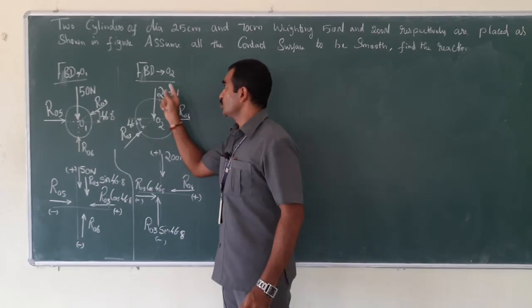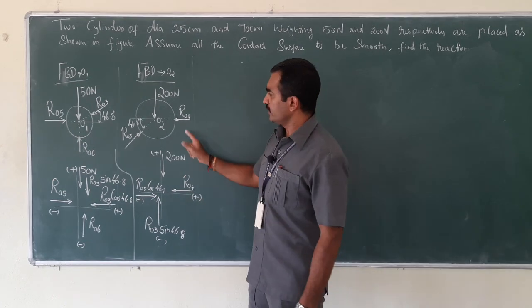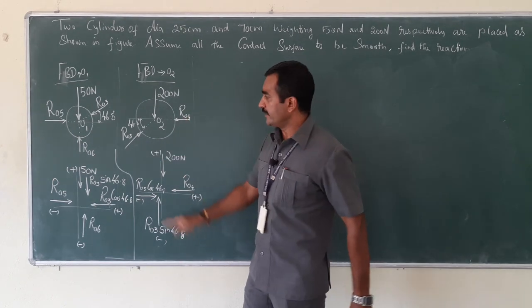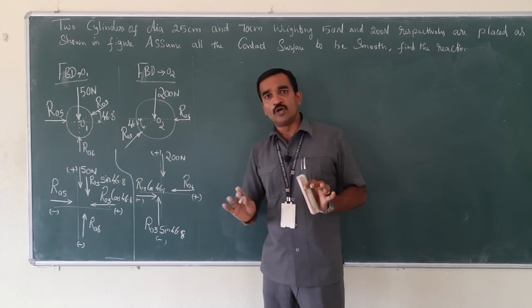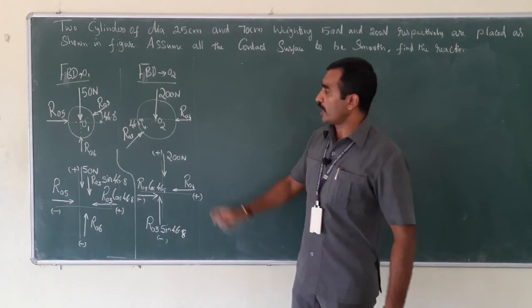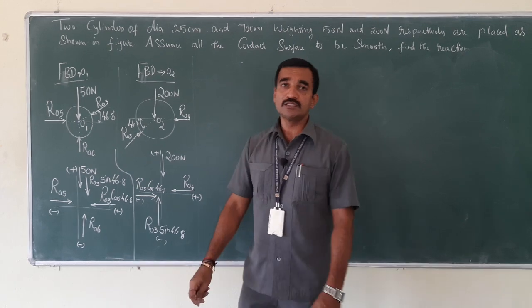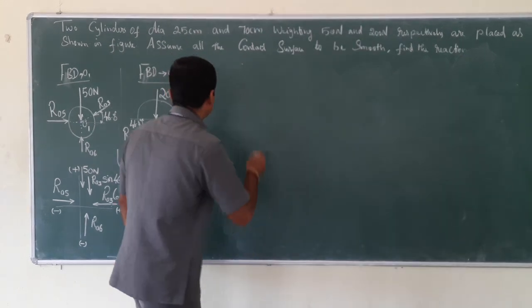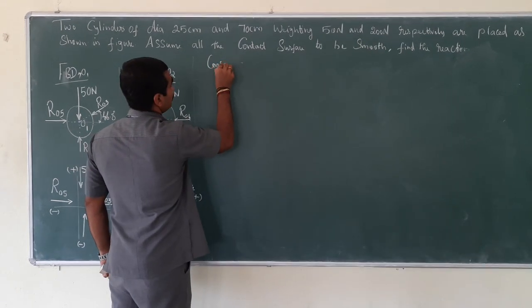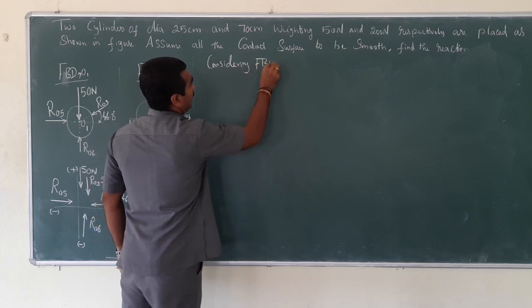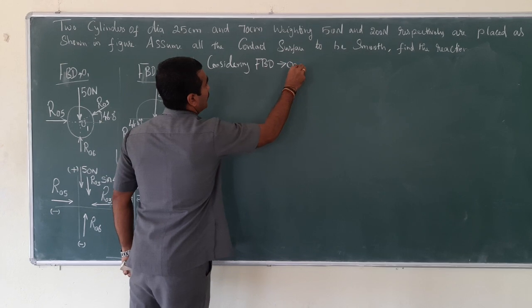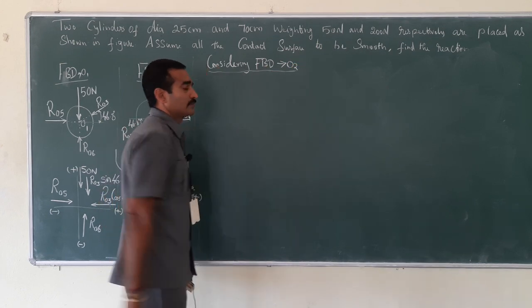When you come to the FBD 2, look at here, 2 unknowns are there. That is R03 and R04. Where you have minimum unknowns, from there you will have to proceed. So I am going to consider FBD 02. So considering FBD O2, that is cylinder O2, right?